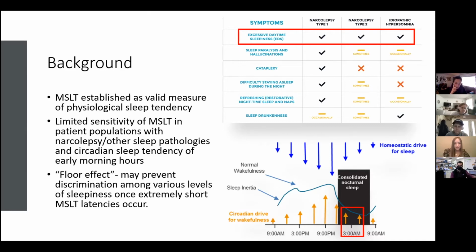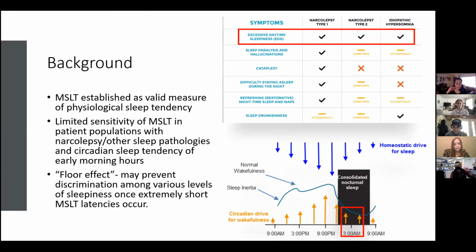And so for those of you who don't know, narcolepsy is characterized by sudden attacks of sleep, and a common symptom is excessive daytime sleepiness. And it's the same case for sleep apnea. A lot of times individuals are really sleepy during the daytime hours. And during the early morning hours, such as 3 or 4 a.m., individuals have their lowest circadian drive for wakefulness. So a common theme between all of these different conditions is that people are already excessively sleepy.